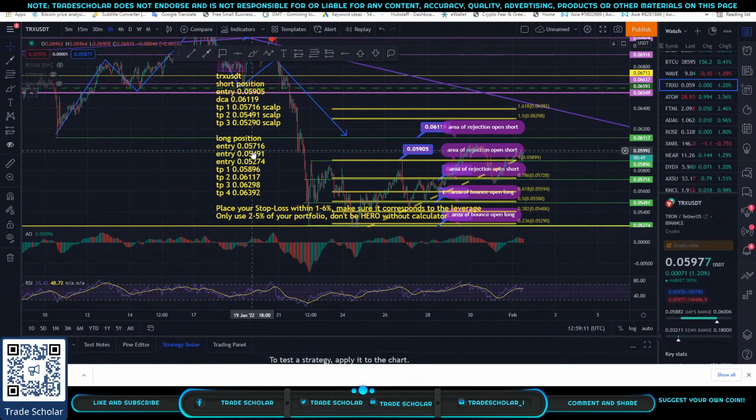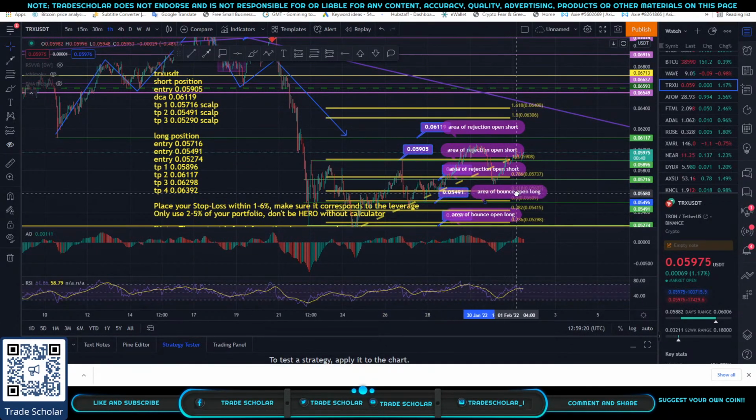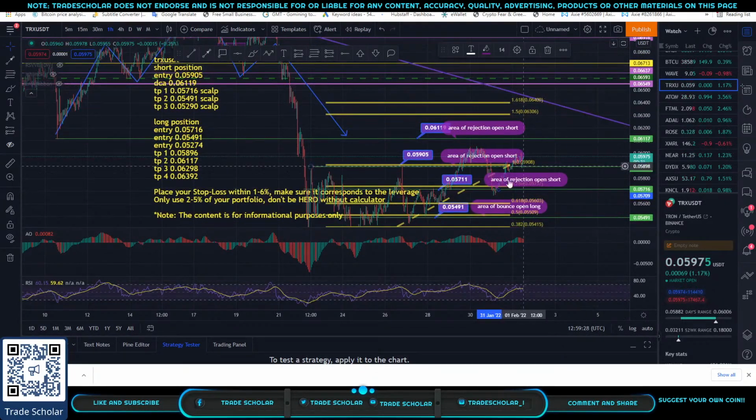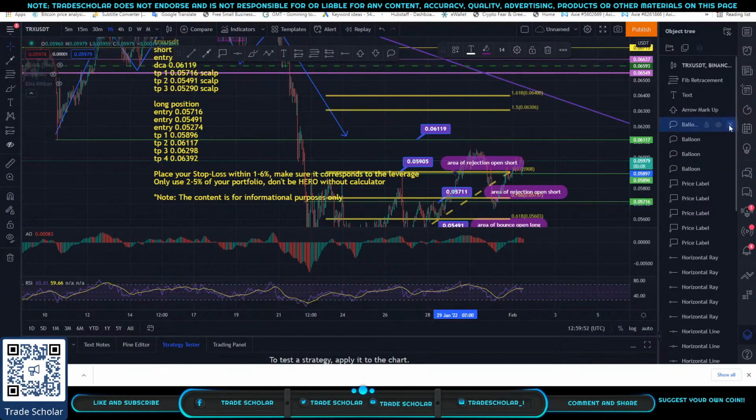The long position is 0.5716. Okay, this is a long position. Entry is 0.5716. We found it well. We got a bounce here for long. So if you have a long position in TRX, then you have already made money. We have crossed our resistance area. It's good, okay? Okay, let's remove the balloons.